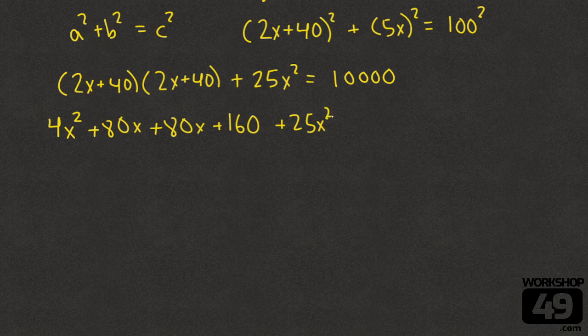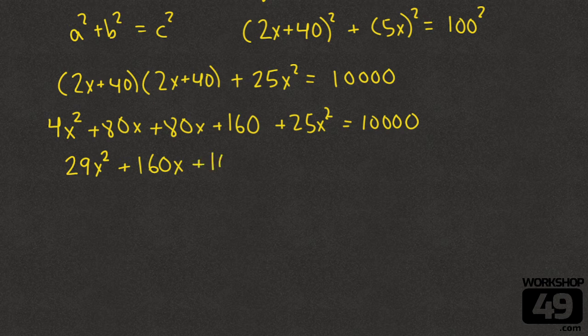It's going to equal 10,000, and oh no, you can see what's coming. We've got to clean this up. The 4x squared plus the 25x squared, that's 29x squared. The 80x plus the 80x, that's 160x, and just a 1600 plus... it still equals 10,000.